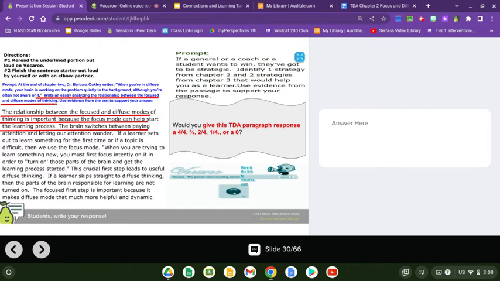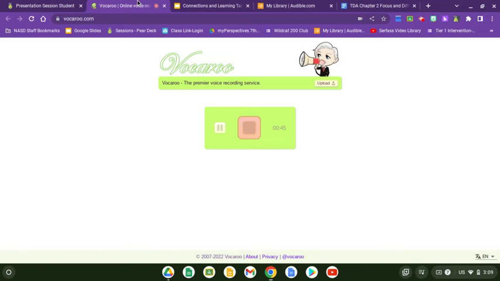learning process. The brain switches between paying attention, and then you would read, would you give this TDA paragraph response a 4 out of 4, 3 out of 4, 2 out of 4, 1 out of 4, or a 0? So you would say something along the lines of, I would give this, there's the red right there, TDA paragraph response, a 4 out of 4 because, and you'd elaborate.